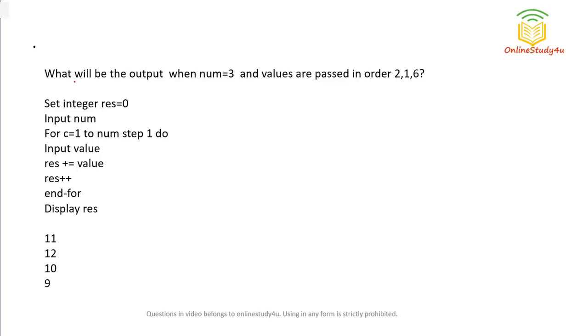This is our next question: what will be the output when num equal to 3 and values are passed in order 2, 1, 6. Here we have an integer res, initially initialized with 0, and we are taking this num; the value they have given is 3. Now we are running a loop for c equal to 1 to num, that is c less than or equal to 3, and we are incrementing c, that is c++. Now we are taking the value as input, so you can see the first value given is 2.